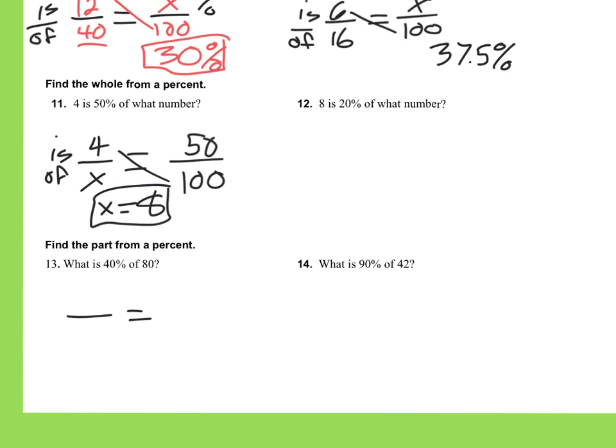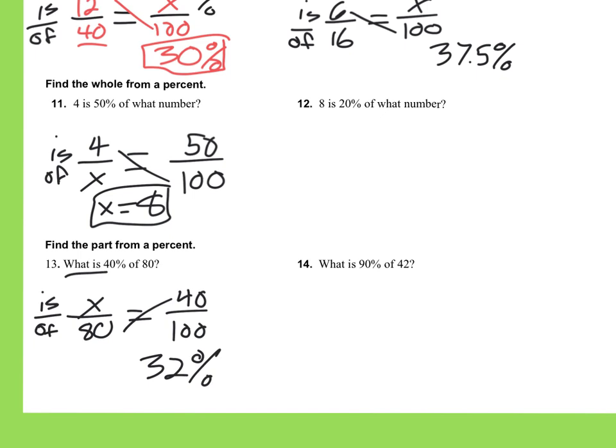So again, line equals line over 100. Is goes here, of goes here, percent goes on the top. So what is 40%? So it gave me the 40%. The of is 80, and it says what is, so I know that I don't have that. So 80 times 40 is 3,200, I think. I'm going to use the calculator just to check. Yeah, 3,200 divided by 100, and we get 32. 32 is the part. 32 over 80 is 40% of 100.